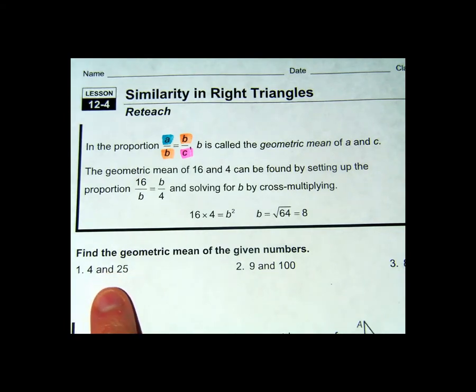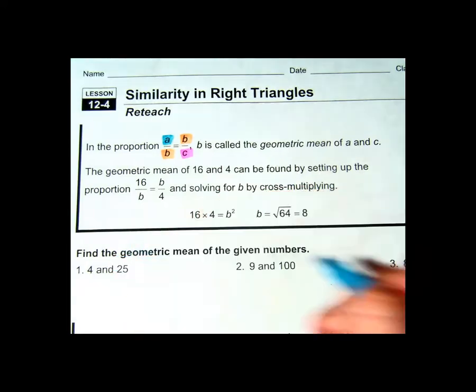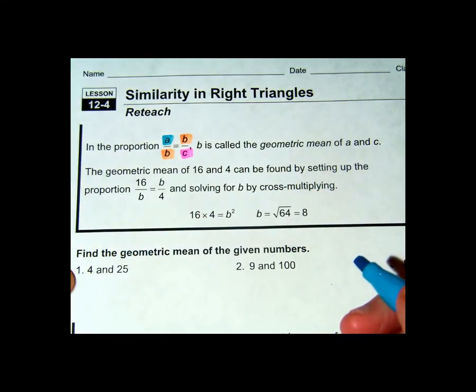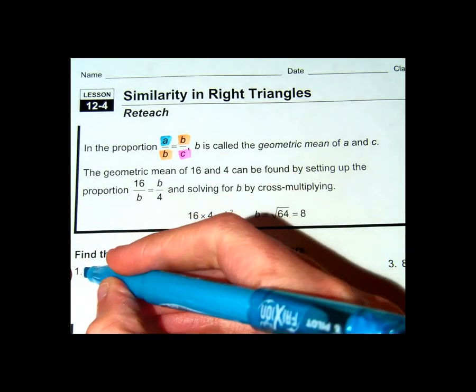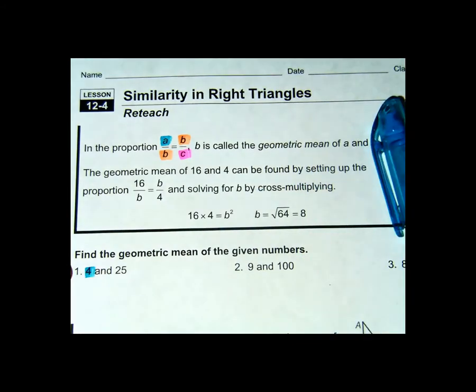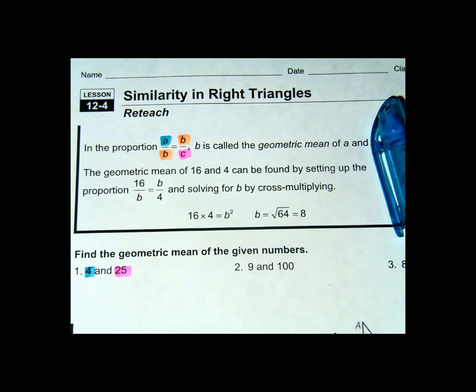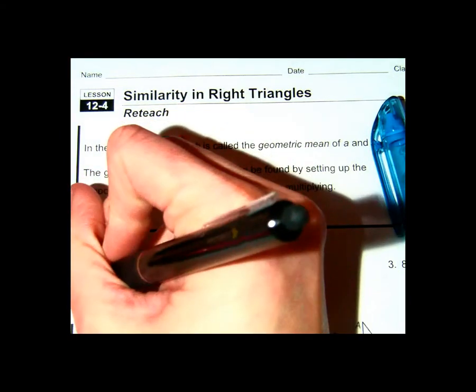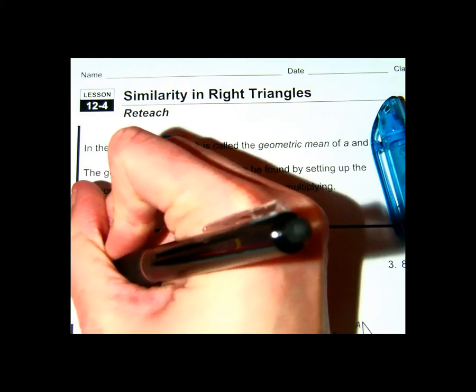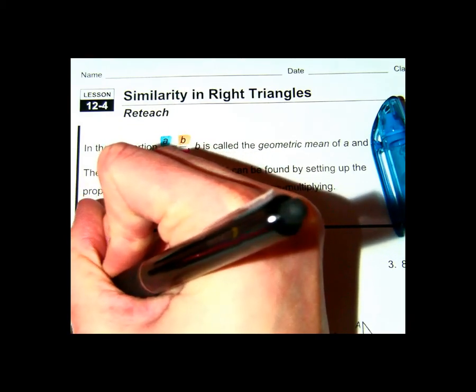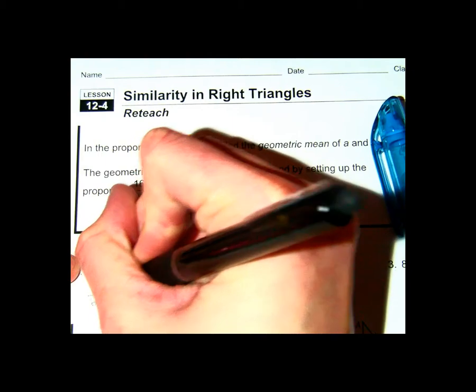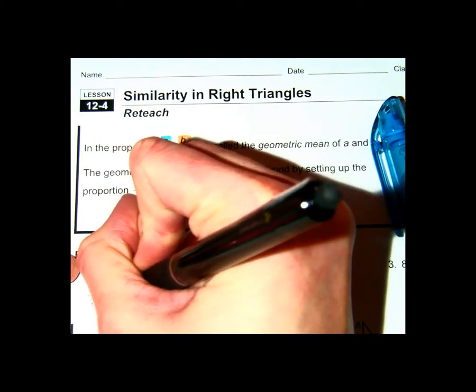So in number 1, which value do you want to make A? Doesn't matter which one though. Okay, and C then is 25, and we're looking for B. So we're going to set up our proportion as 4 over B equals B over 25.